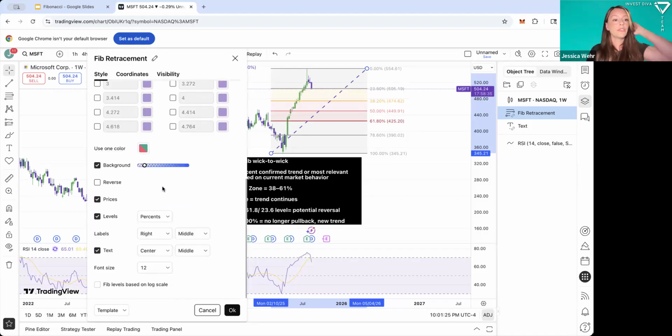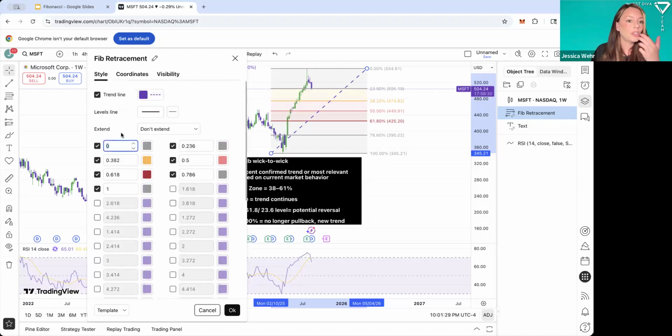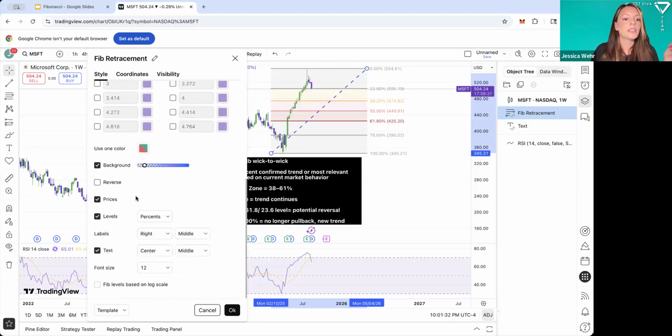Next, you can change, if you would like, again, this is preference, the levels, and you're under the style tab, by the way. Levels, you're going to choose percents. It's going to be automatically set to values. I personally like percents because that's how I refer to them, the 50%, 382%. So I prefer percents. You can also shift these percents to the right. So it's going to automatically set to the left. See how it's the left on my chart, switch it to the right.